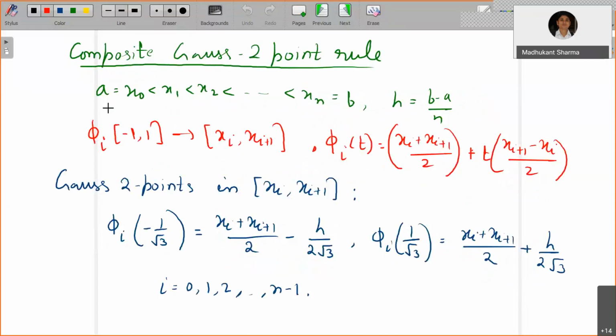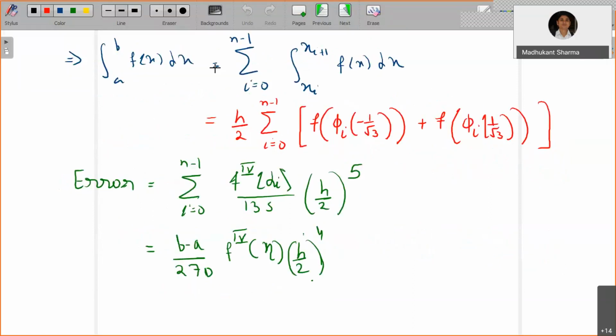Now let's divide the interval a to b into n equal subparts, x0, x1, x2 and so on. Equidistant points you can take. Now for each interval you have to consider the affine map, because integration a to b f of x dx is going to be written as summation i equals 0 to n minus 1, integration xi to xi plus 1 f of x dx. That is what we have done for Simpson's rule and the trapezoidal rule for the composite rule. Now you are looking at the Gaussian quadrature formula over this interval xi to xi plus 1, instead of a to b.